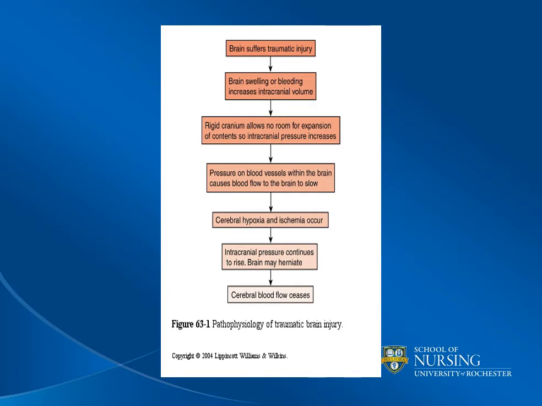When the brain suffers a traumatic brain injury, the subsequent swelling or bleeding leads to increased intracranial pressure. Because there is no room in the skull to expand, intracranial pressure continues to rise. Pressure on the vessels within the brain causes blood flow to slow, causing central hypoxia and ischemia, further elevating intracranial pressure. At this point, the brain may herniate, central blood flow ceases, and death can occur.